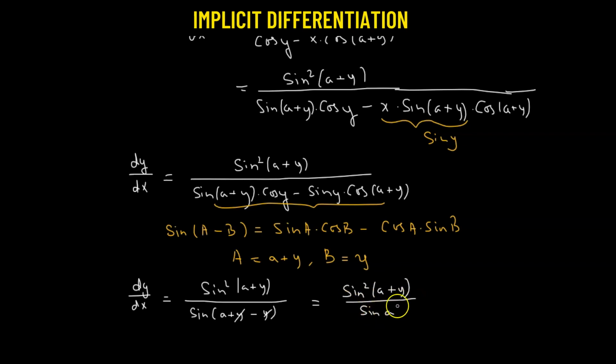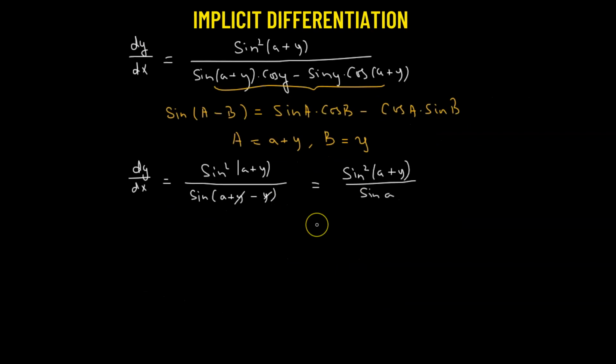So the y and y get cancelled, and that leaves us with sin squared of (a + y) divided by sin a. So therefore we have successfully shown that the derivative of y with respect to x is given by sin squared of (a + y) whole divided by sin a. So this is what we were asked to show, hence proved.